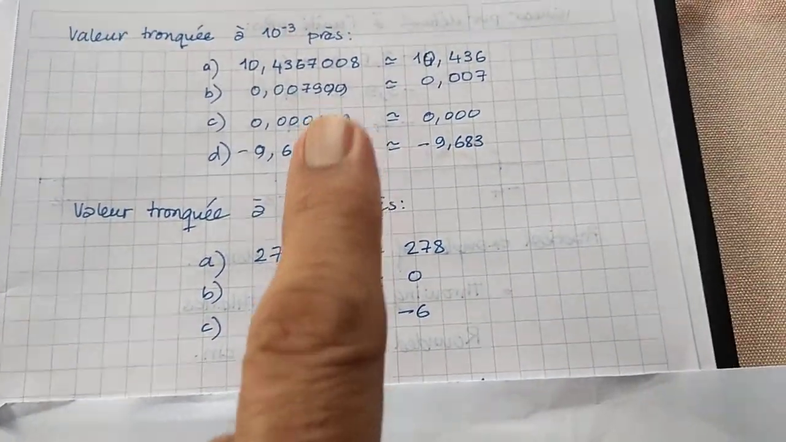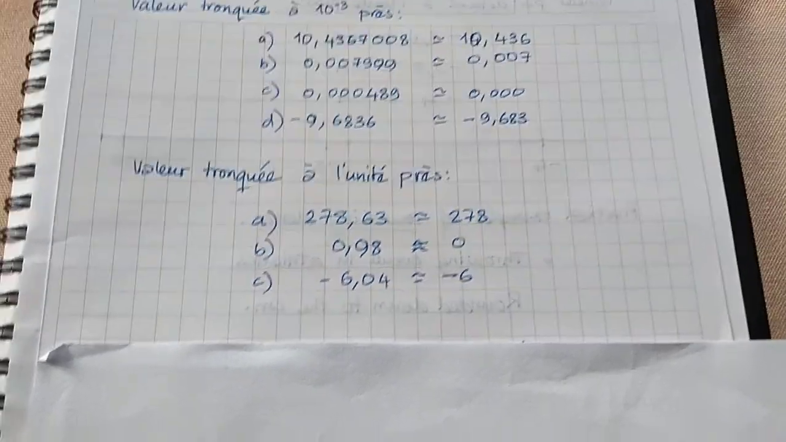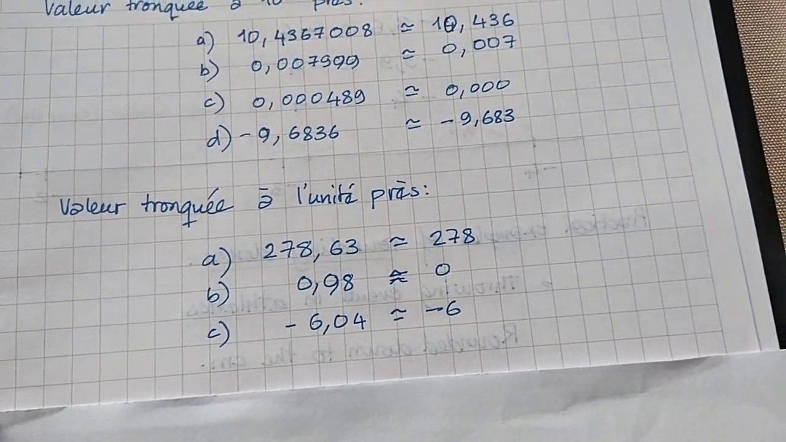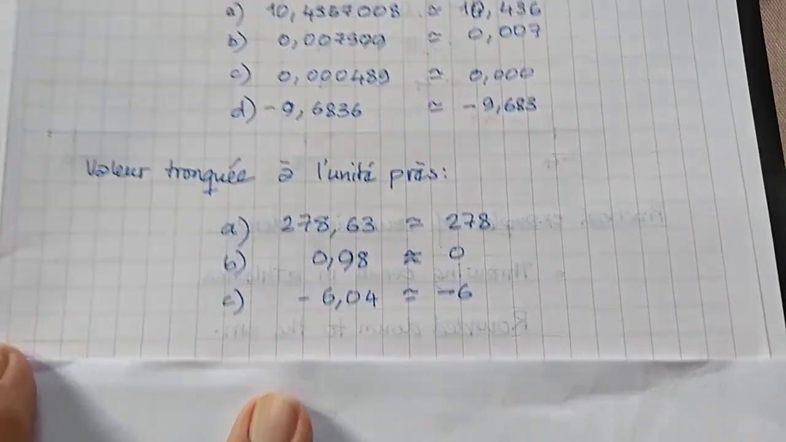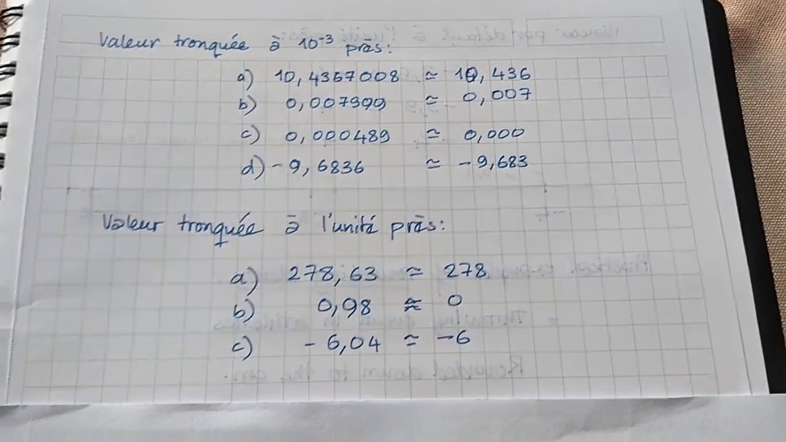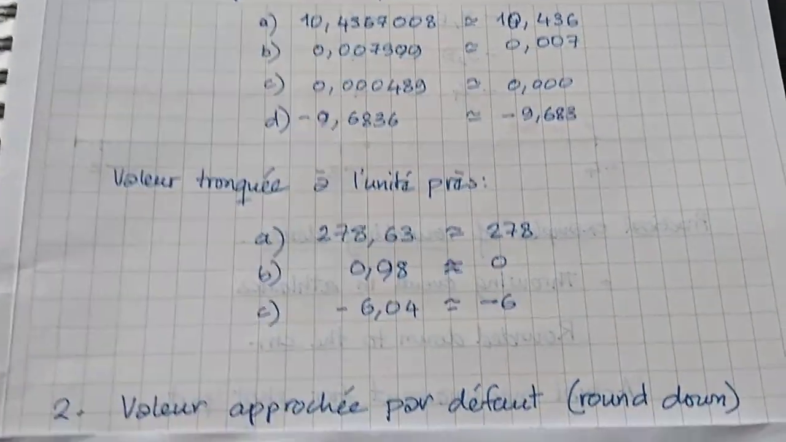So, valeur approchée par truncation, or valeur tronquée, is the simplest way of getting a valeur approchée, but it is also the least useful. We'll see why later on in this video or in the next video.